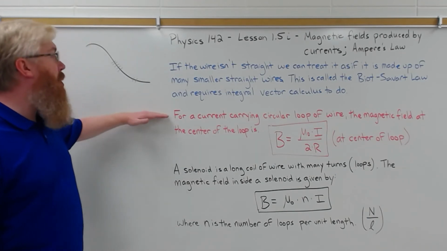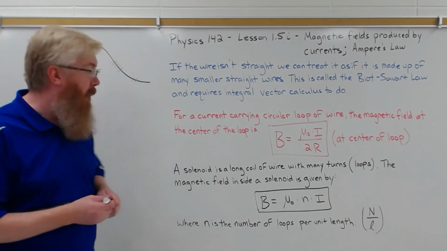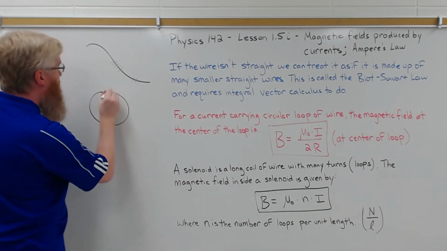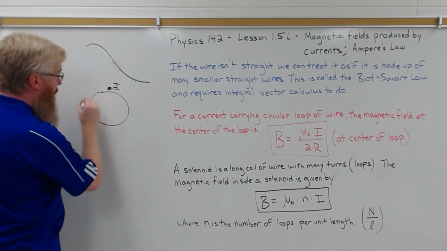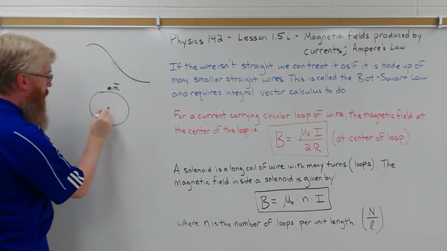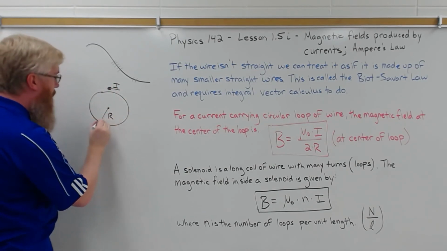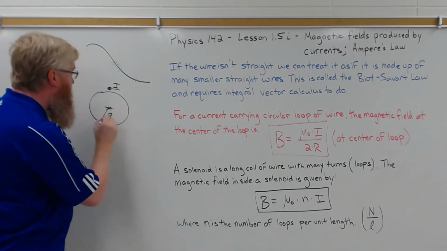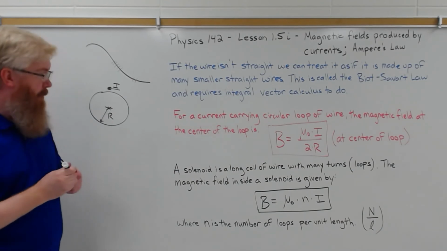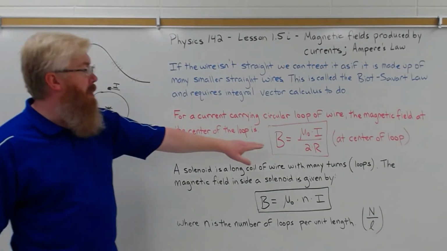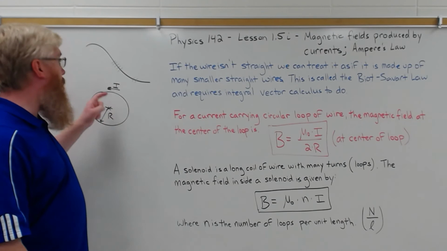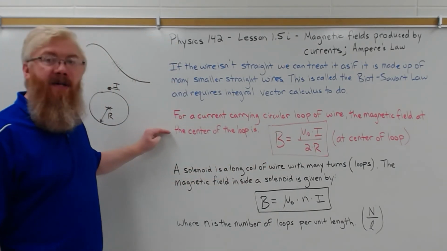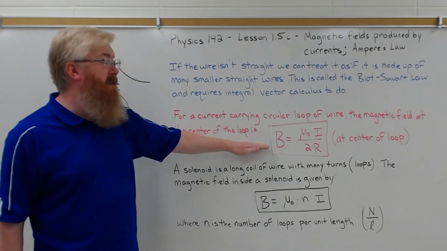Now, for example, a current carrying circular loop of wire. So imagine we have just a loop of wire carrying some current I around in a circle where the wire has some radius r, and I want to know what the magnetic field is at the center of that loop. Well, if I know what the radius of the loop of wire is, I know how much current is flowing through it, I can calculate what the magnetic field is at the center of the loop using this equation.